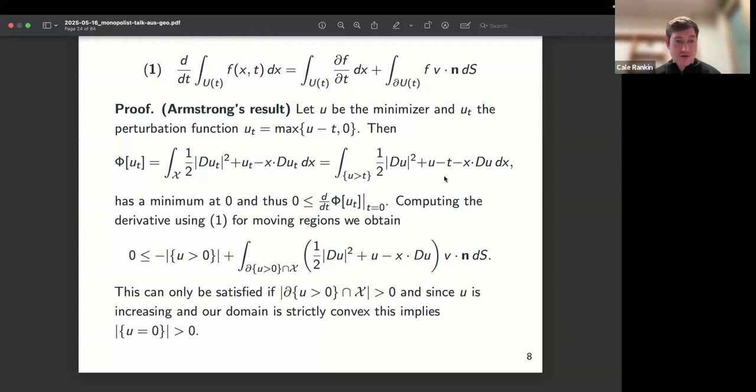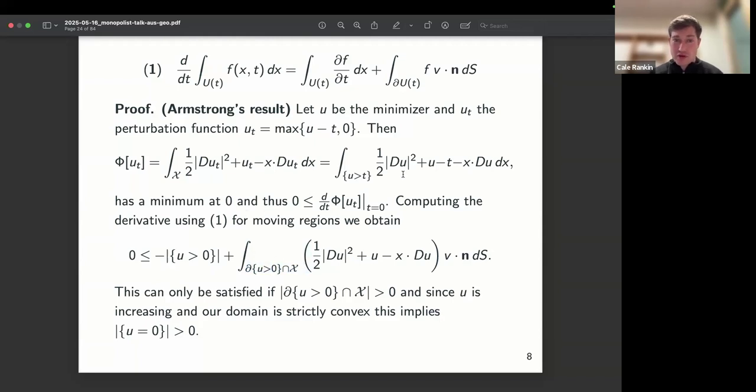This expression phi of ut having a minimum at 0 implies its derivative at 0 is non-negative. Now I can go ahead and compute the derivative of that thing using that formula from the top line. So what have I got? First of all, I pick up a boundary term. That's this second term, and I'm not really going to care what it is for now. I just note that it is a boundary term.